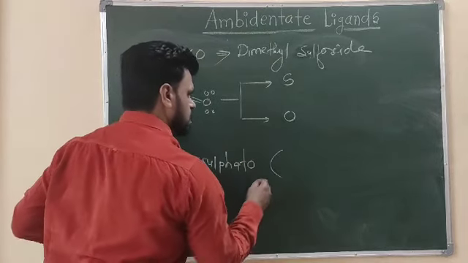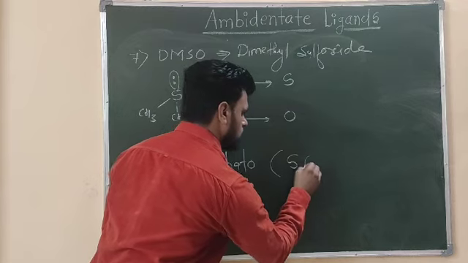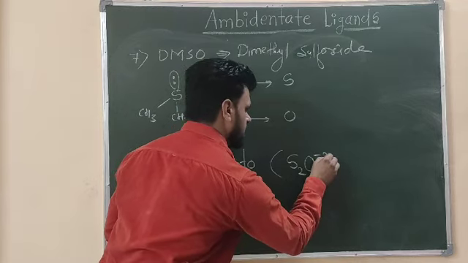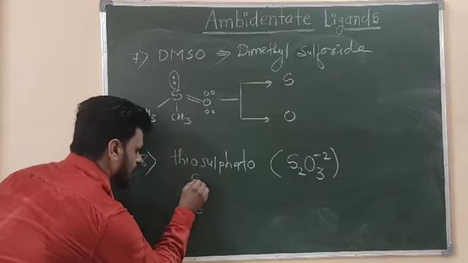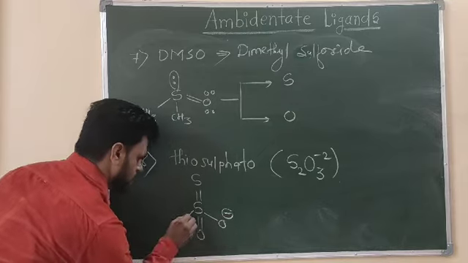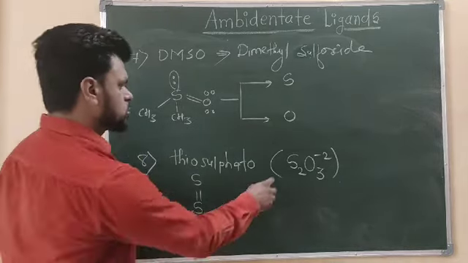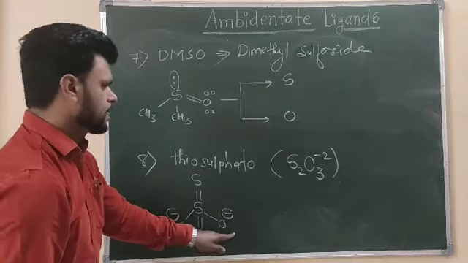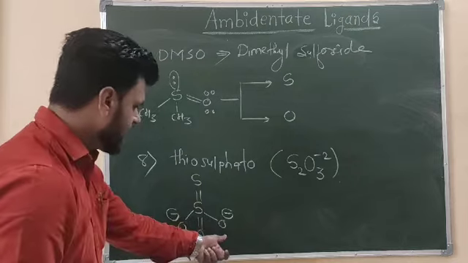Thiosulfato means we have S2O3 2-. The structure is S double bond S. We have a double bond O, and O carries a negative charge, O carries a negative charge. So we can see here one S, second S, and 1, 2, 3 oxygens and a minus 2 charge. So this is the molecule again.